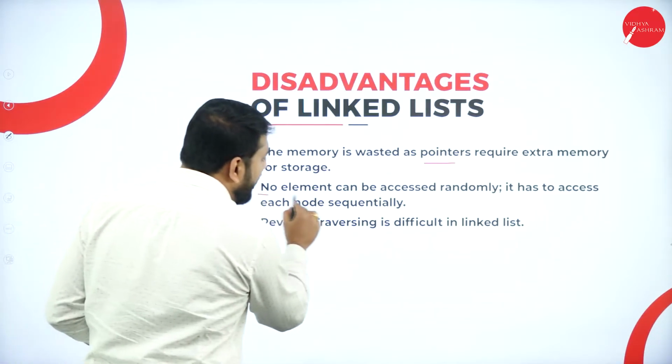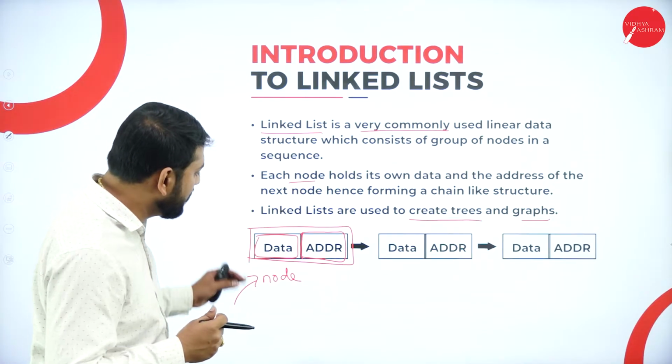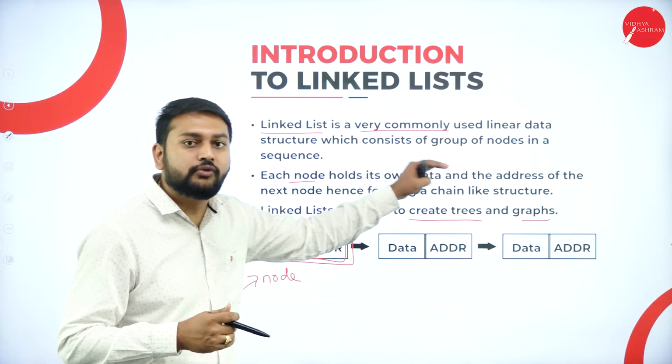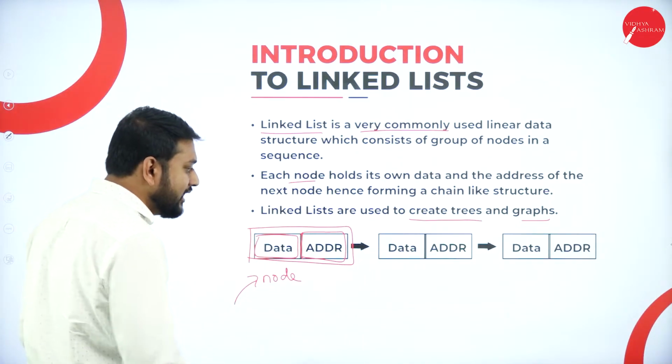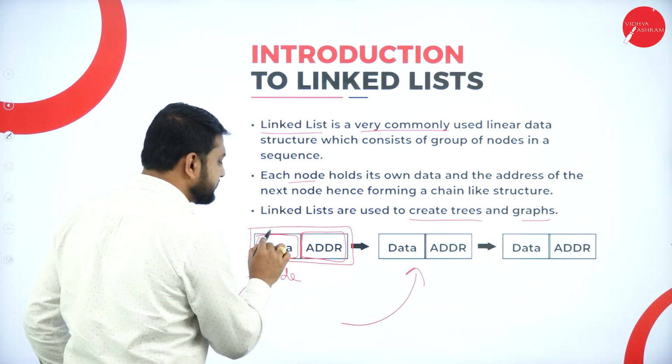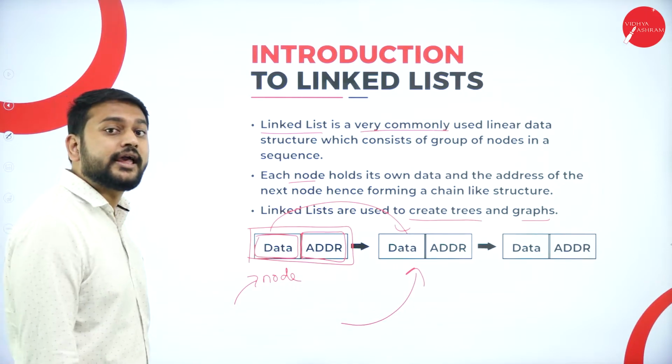Second one is no element can be accessed randomly. If you want to access anything, you have to access sequentially, one after the other. That is again one more problem. Randomly, directly, I cannot access this. You have to access this and then only you can access this. So that is one more drawback that I have here.